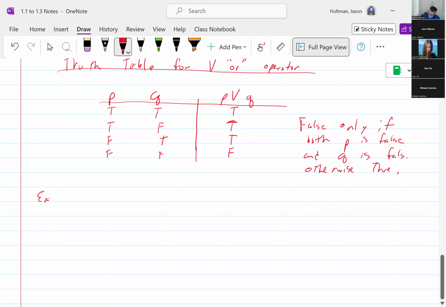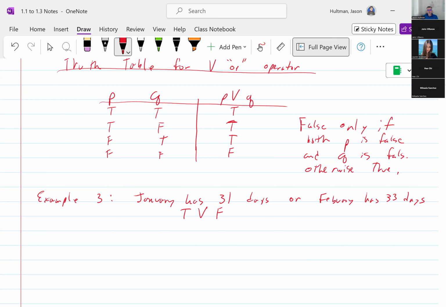Example 3. January has 31 days, or February has 33 days. Okay, true or false. This is a true or false statement. And so what is the total truth value for that statement? True. Yeah, thank you, Michaela. It is true, because only one of them has to be true in order for the entire statement to be true.